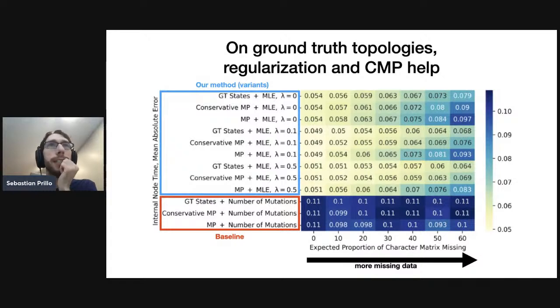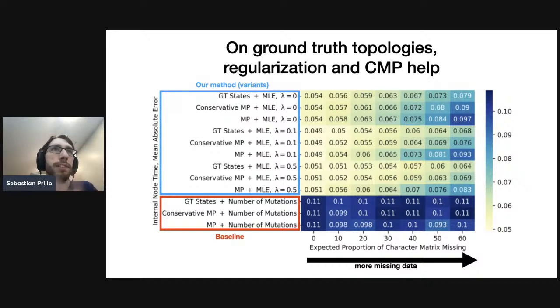So let me show you some results. We're going to look at this figure, and I'm going to hopefully walk you through it and show you what each thing means. Here we have a bunch of variants of our MLE. What are those variants? First of all, how much we regularize with pseudocounts. Lambda equals 0, the first 3 rows, means no regularization. 0.1 is a small amount of regularization, and 0.5 is a larger amount of regularization.